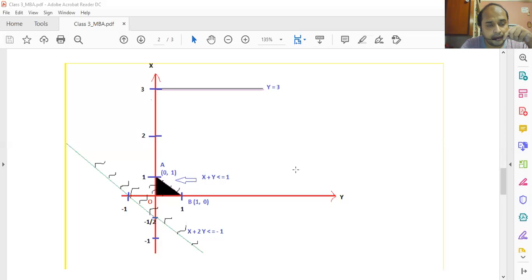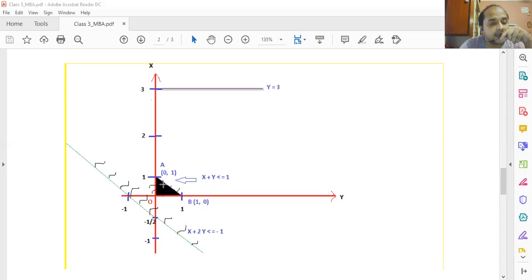Yes. Now, you have also shown another equation, x plus 2y less than or equal to minus 1, and you have drawn the straight line and shown the area by curve marks. So my question is, why is it not only the triangular portion, why is it the entire section of the straight line area? Okay, I understood your question.